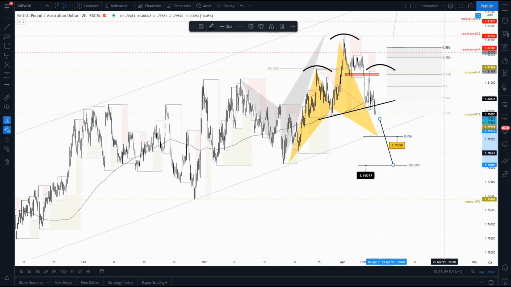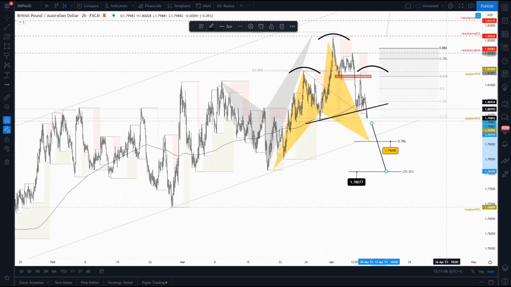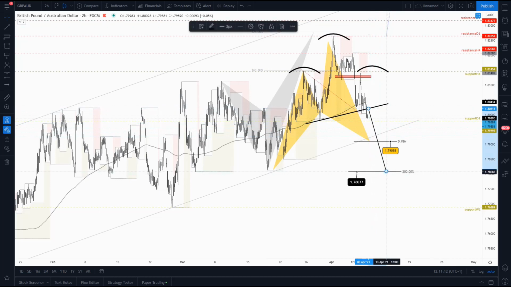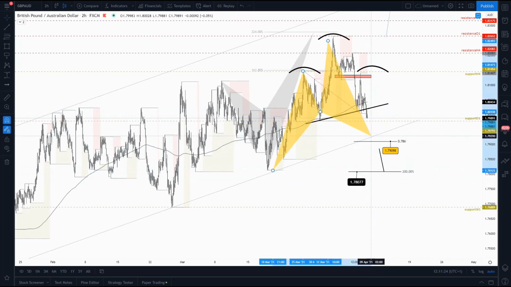So we are seeing now the validation of that pattern, which should be followed by more downside momentum, of course, with default targets at 178.07. As I said yesterday, we have also the bullish cipher pattern at 7909. So let's pay attention to this price zone.